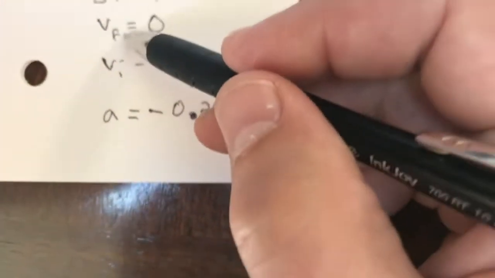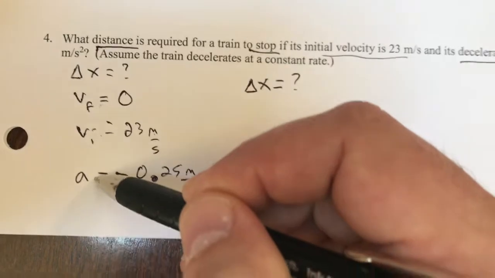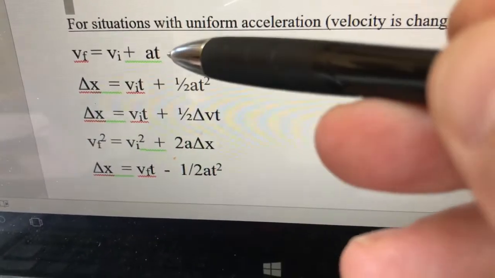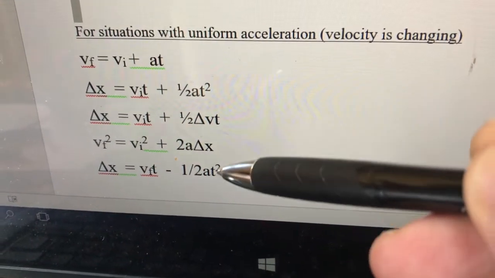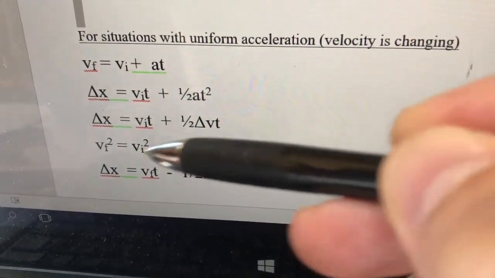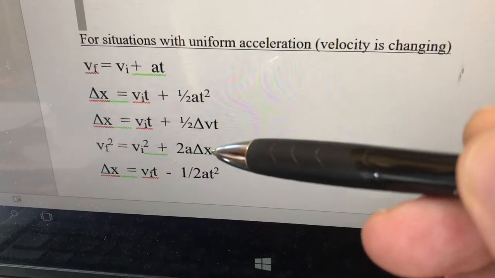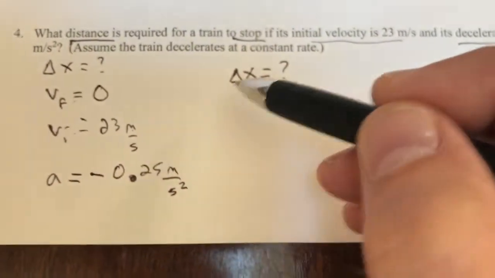Well, remember we have final velocity, initial velocity, and acceleration. What don't we have? We don't have time. So if I'm looking at these, this equation needs time, time, time. This one doesn't. This one needs time. This one needs final velocity, initial velocity, acceleration, and delta x. Hey, final velocity, initial velocity, acceleration, solving for delta x. That's my equation. So we're going to start with this.